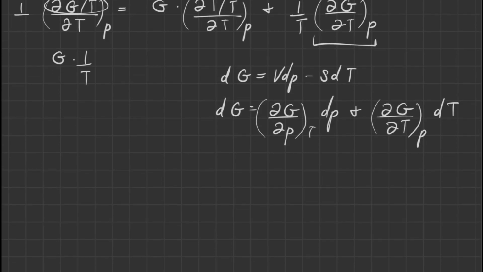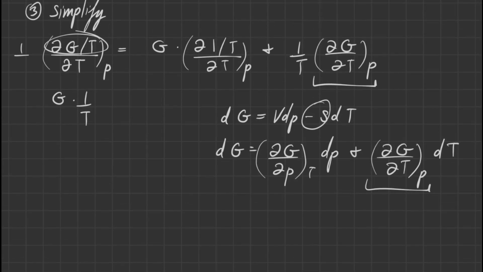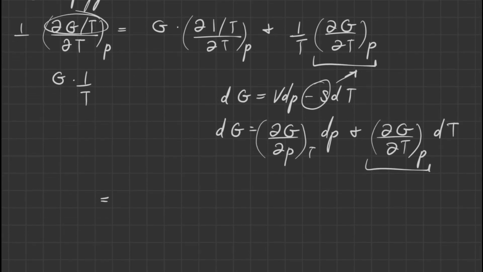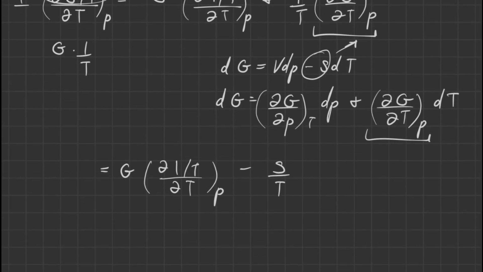So from here you can see that this expression is equal to negative S, and now we can substitute the negative entropy for the partial derivative of G with respect to T at constant P. So our formula is now G multiplied by the derivative of 1 over T with respect to T at constant pressure, plus or minus S over T. Just know that all of this is at constant pressure.